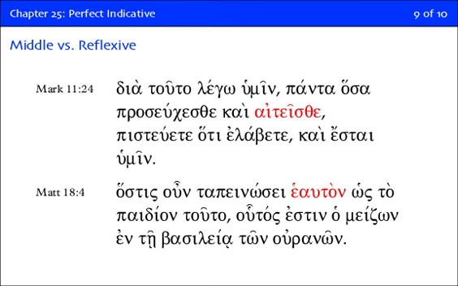Now, you would just instinctively translate this as a passive. Guess what? It doesn't make any sense as a passive. That's your clue that it's a middle. Now, how would you take the verb aiteo, to ask, in the context of a prayer and translate it in such a way that the action of the verb comes back on the subject? You are still doing the praying, but how would you translate it? What's the nuance? It's whatever you ask, whatever you pray and ask for yourself. In other words, in Mark 11:24, we're not talking about praying for other people.